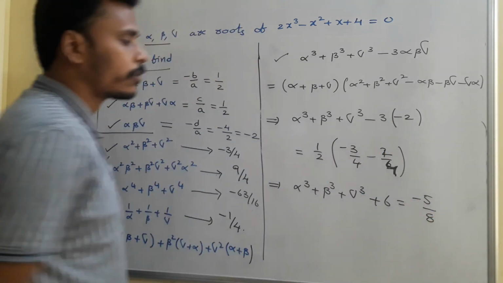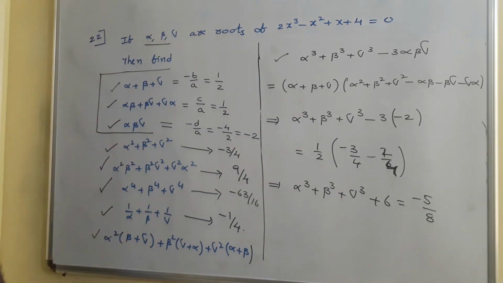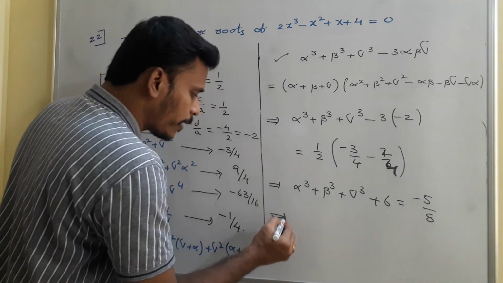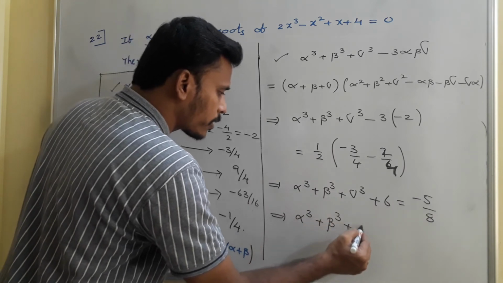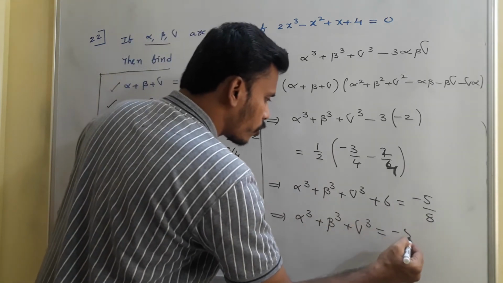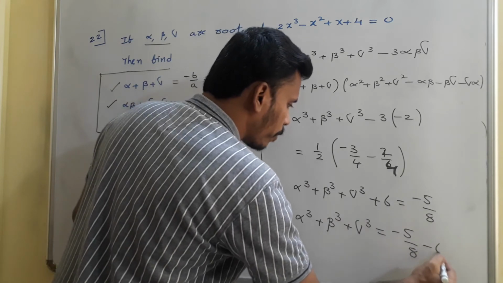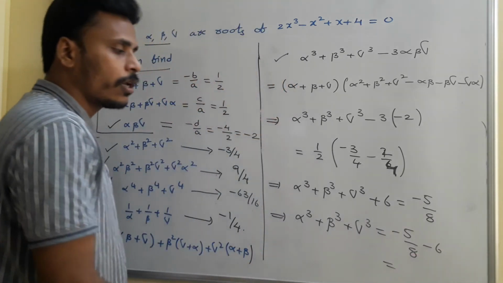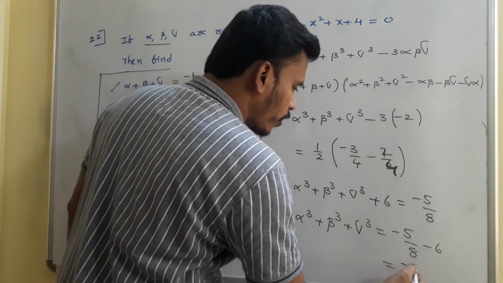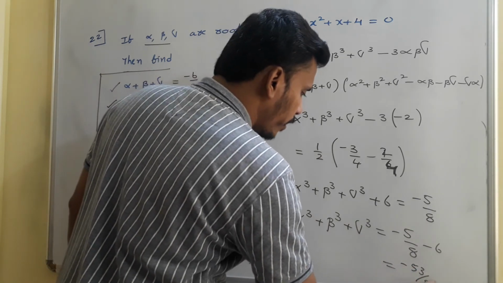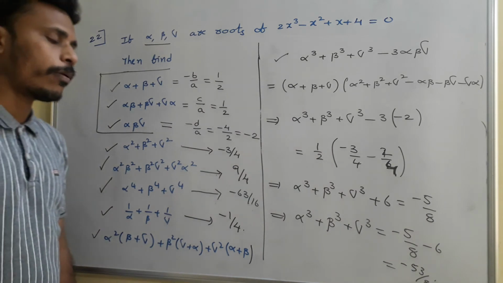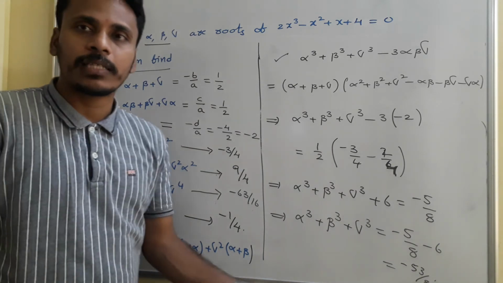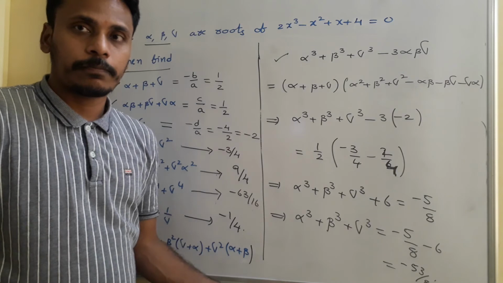minus 5 by 8. Send that 6 to that side. So that implies alpha cube plus beta cube plus gamma cube is equal to minus 5 by 8 minus 6, and on solving, 48 and 5, is it right? Minus 53 by 8 is your answer. So finally we have alpha cube plus beta cube plus gamma cube as minus 53 by 8.